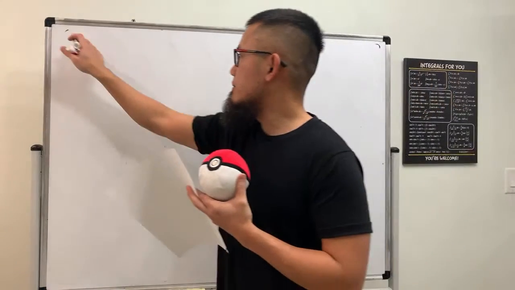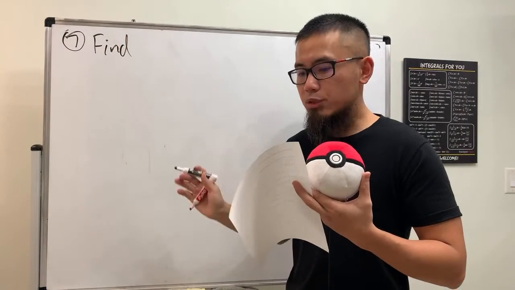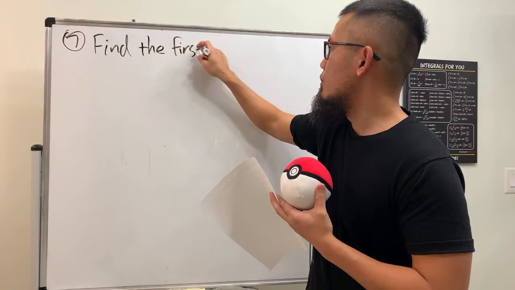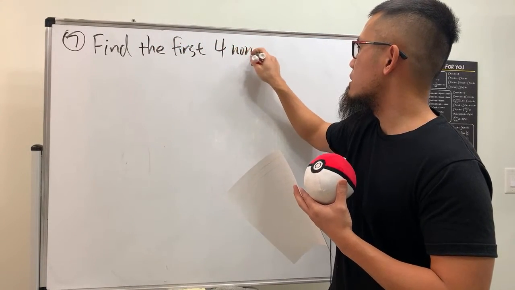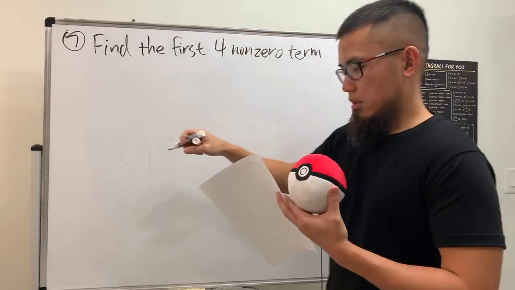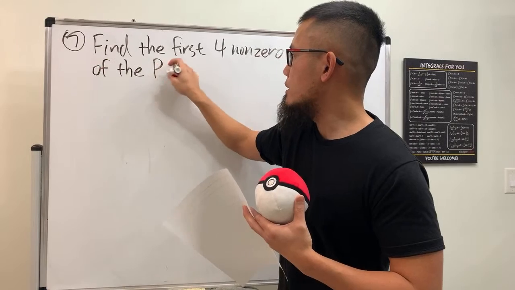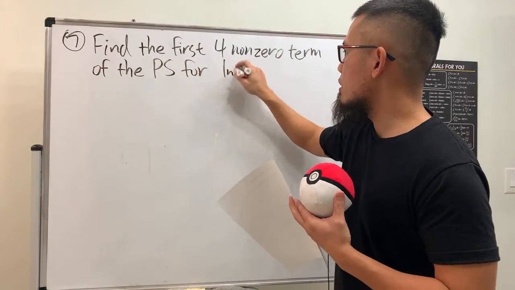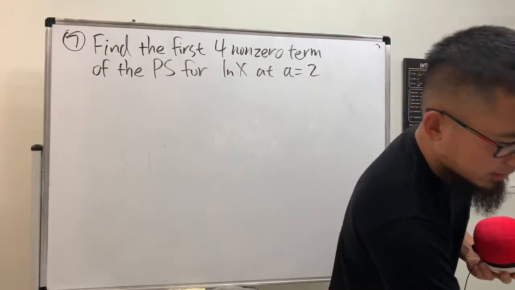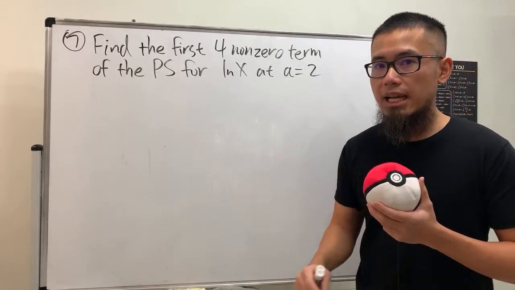All right, so for number 7, we are going to find the first 4 non-zero terms. I'll just say find the first 4 non-zero terms of the power series for natural log of x at the center being at 2. Find the first 4 non-zero terms of the power series for natural log of x at x equals 2.